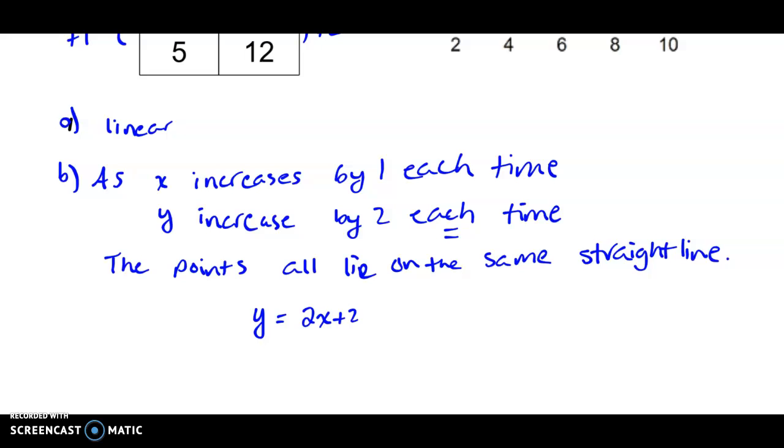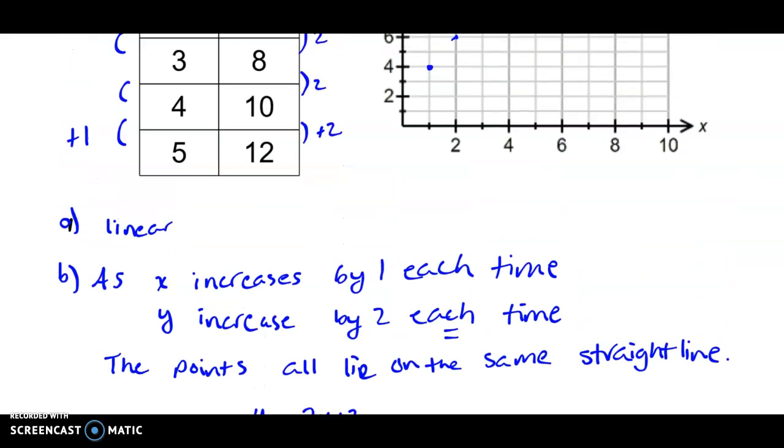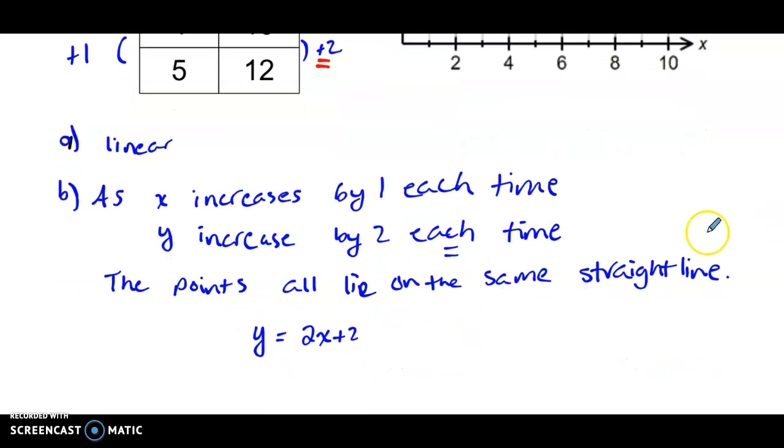So the number that I multiply my independent variable by is, if it's linear, always this consistent change in the dependent variable. That's where this 2 is coming from. Then I have to do a little bit of work to figure out what needs to be added or subtracted to result in each of the y values in that table.